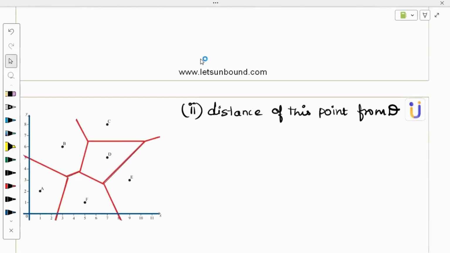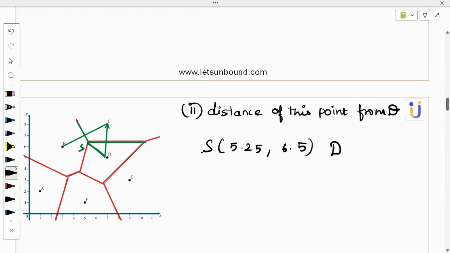Okay, then find the distance. If they are equidistant, find the distance of this point from D. So this is my point actually. BC is a perpendicular bisector, and this line CD is a perpendicular bisector. Equidistant. So I need to find the distance to D. This point is over here and I need to find it. I know S, I know D. So S is 5.25, comma 6.5. And D is, okay, it is 7, comma 5.